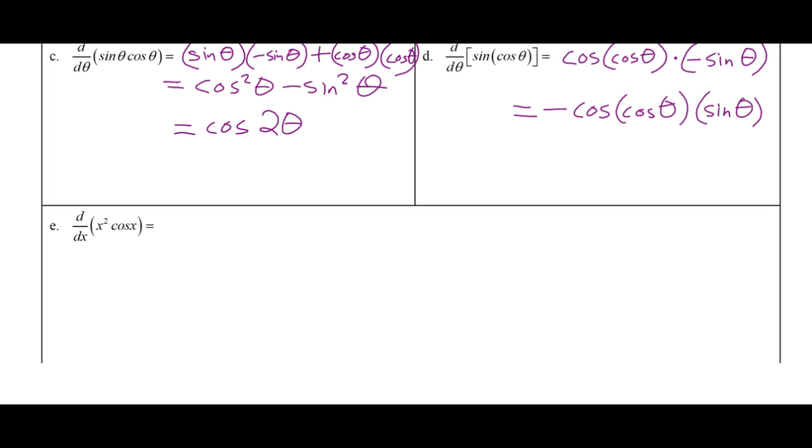X squared cos x. Which rule? Product. And chain as well, right? Isn't it? Or am I just messing with you? Actually, you know what? No, there is no chain, is there? All right. Okay, wait. First function.